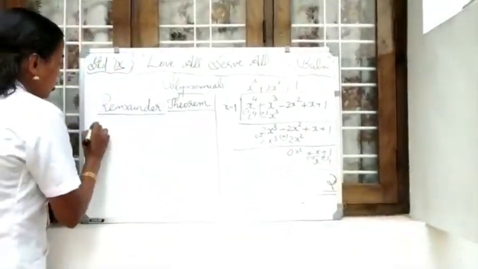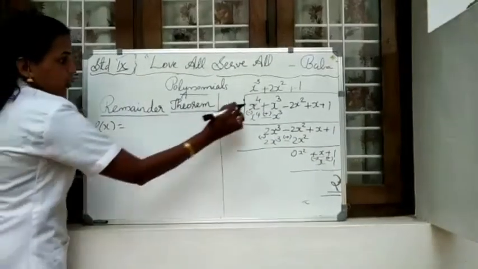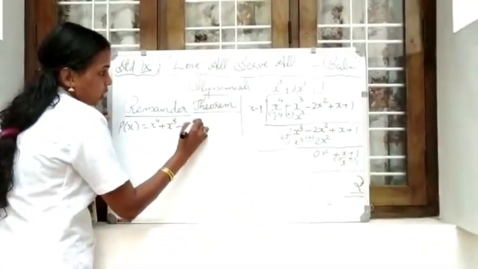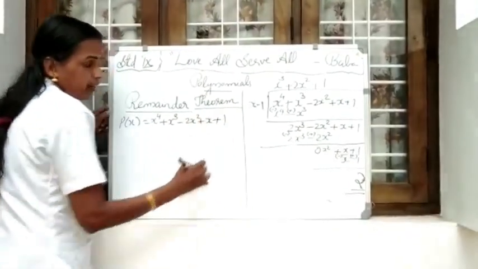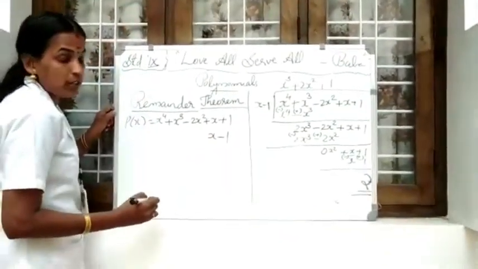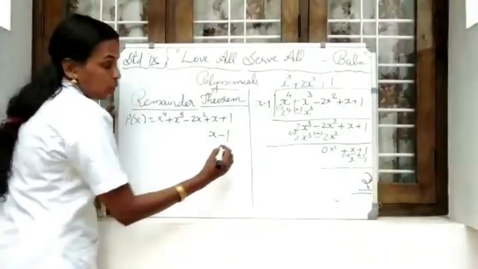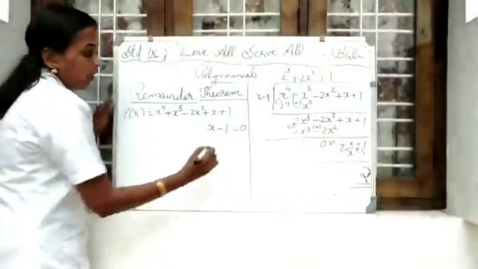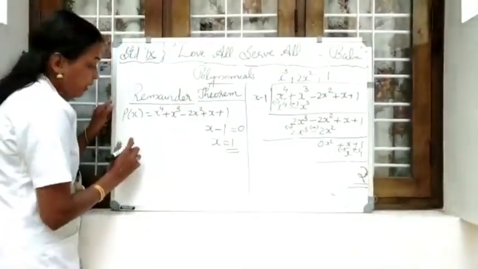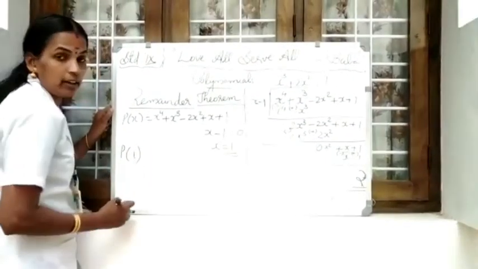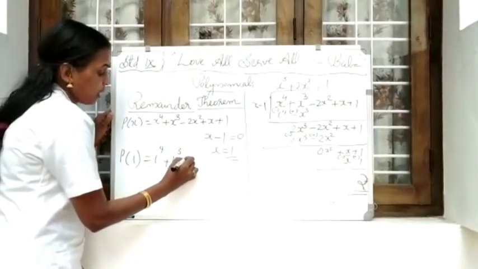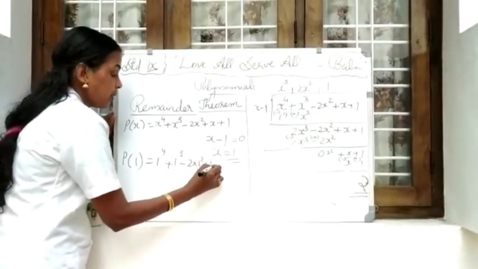Then our polynomial is p of x equal to x raised to 4 plus x cube minus 2x square plus x plus 1. And our divisor is x minus 1. For zeros, x minus 1 will be equal to 0. So x equal to 1. Then now we can find p of 1. What is p of 1? P of 1 is 1 raised to 4 plus 1 cube minus 2 into 1 square plus 1 plus 1.